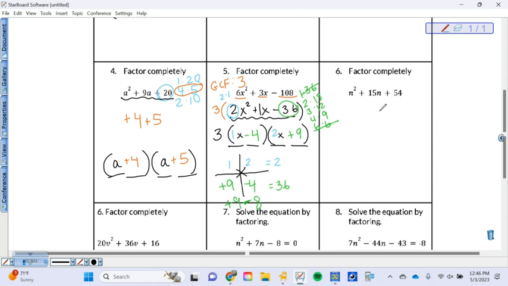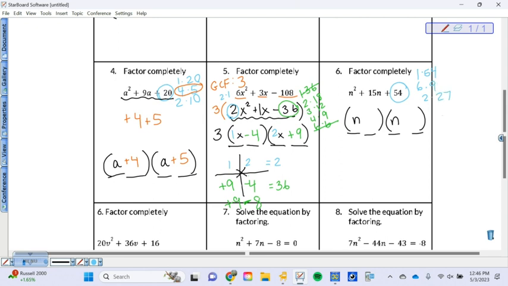How about number 6? Number 6, I need to factor completely. That means I need to come up with my 2 binomials that multiply together to give me this. What is my first times first going to be? N times n. That's it. And then I need to look at my 54 and look at the factors of 54. What are my factors of 54? 6 times 9. And what do you notice about 6 times 9?